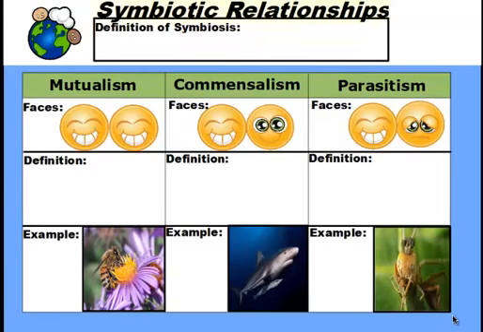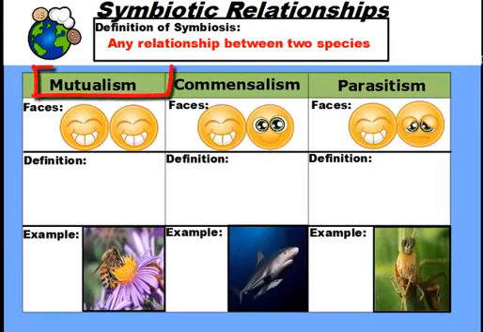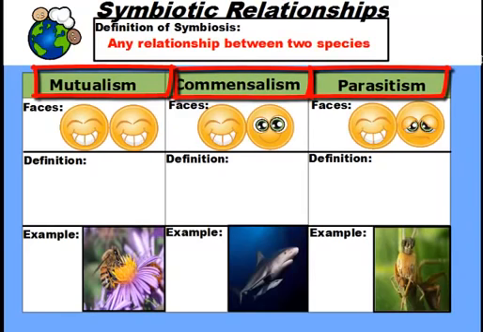So the first thing I want to discuss are symbiotic relationships. Now, symbiotic relationships are a product of something that we call symbiosis. And symbiosis, boys and girls, is any relationship between two different species. So these species live closely together, and there are three types of symbiotic relationships. First, we have mutualism. Next, we have commensalism. And then lastly, we have parasitism.